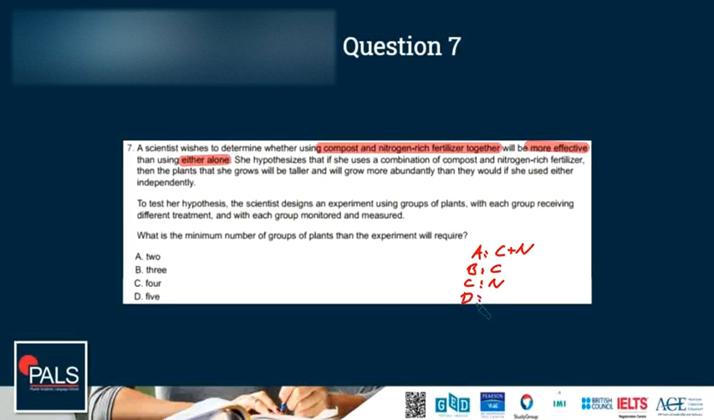This last group is our control group. Every experiment needs a control group. The control group will give us the baseline. It will tell us how plants grow normally without any fertilizer, just receiving the normal treatment, so that we can compare the other 3 groups to the control group. And that means we need 4 groups in our experiment here. All right, let's move on to the next question.